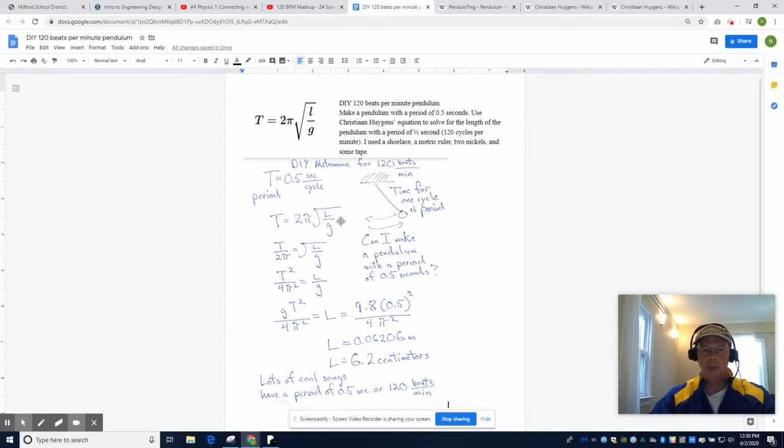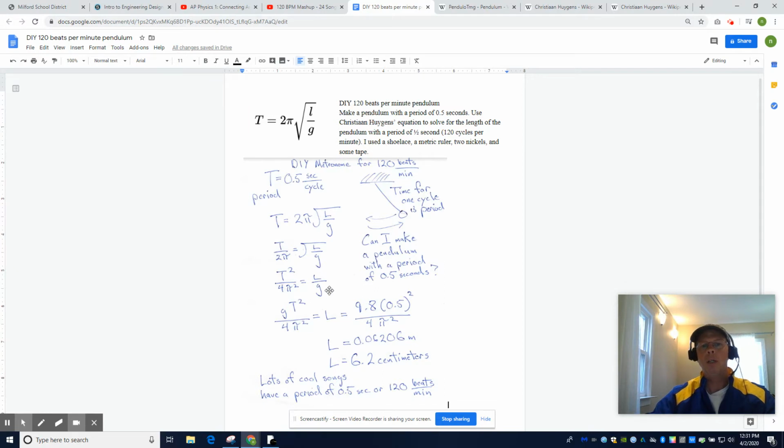Well, it's simple. We just algebraically manipulate Huygens' model. So we're going to undo multiplication with division. Let's divide both sides by 2 pi. Period divided by 2 pi equals the square root of length divided by g, acceleration due to gravity. How do we undo square root? Well, we square both sides. T divided by 2 pi, squared, becomes T squared divided by 4 pi squared.